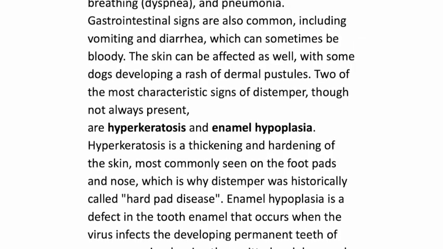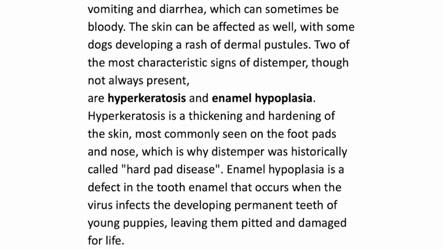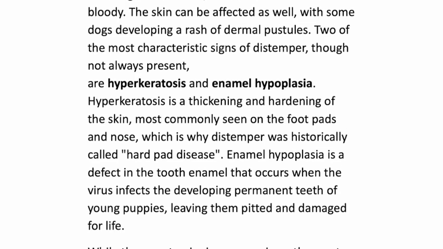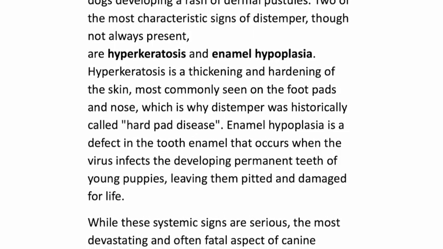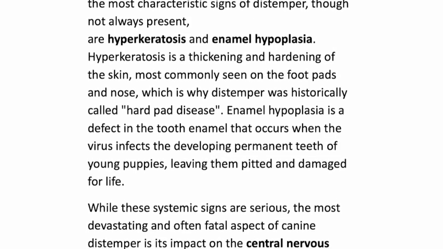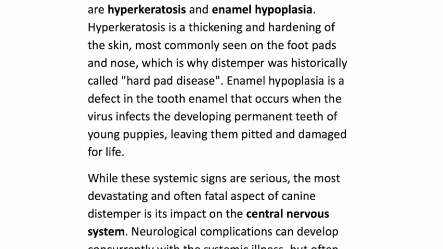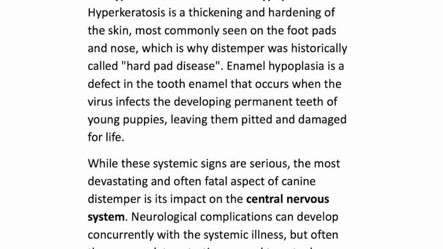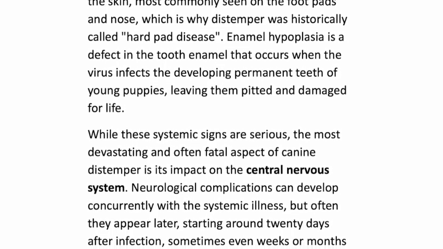Two of the most characteristic signs of distemper, though not always present, are hyperkeratosis and enamel hypoplasia. Hyperkeratosis is a thickening and hardening of the skin, most commonly seen on the foot pads and nose, which is why distemper was historically called hard pad disease. Enamel hypoplasia is a defect in the tooth enamel that occurs when the virus infects the developing permanent teeth of young puppies, leaving them pitted and damaged for life.